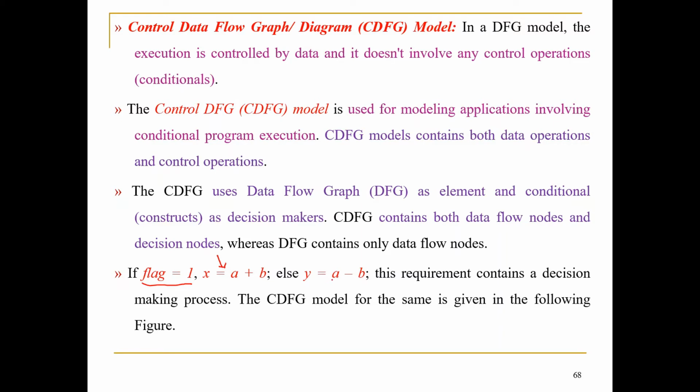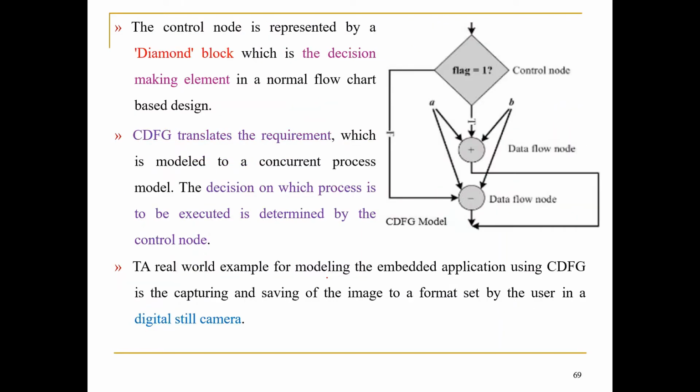How do you graphically represent this? That is represented using a diamond block. A diamond block is nothing but a decision making element. Inside the decision making block, you write the condition and check whether it is true or false. If it is true, you write a particular equation, and if it is false, you write other equations.